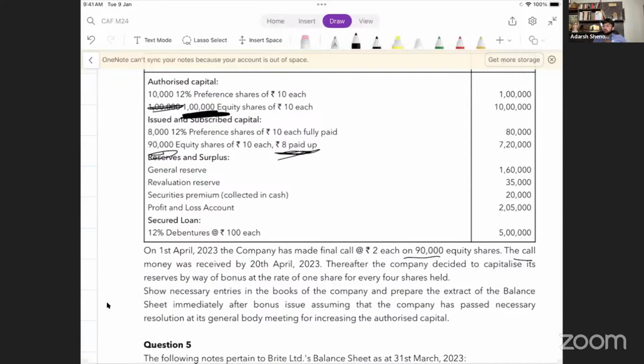Now, after bonus issue, it will be 1,12,500 outstanding shares, which will be in violation of the memorandum. We can't do that, right? The issued capital cannot exceed the authorized capital. So for that, I will have to adjust my authorized capital. Shareholders have to pass the necessary resolutions, have the discussions, pass the resolutions. Only after that can we go ahead with this.